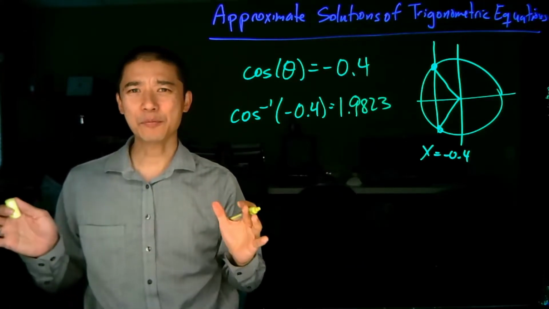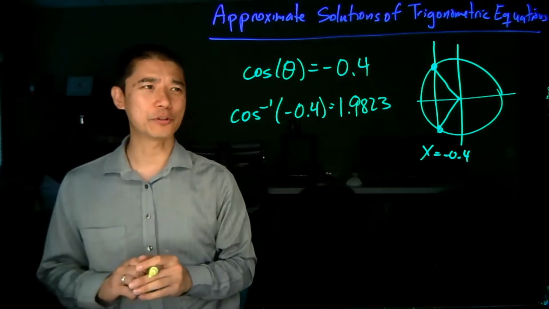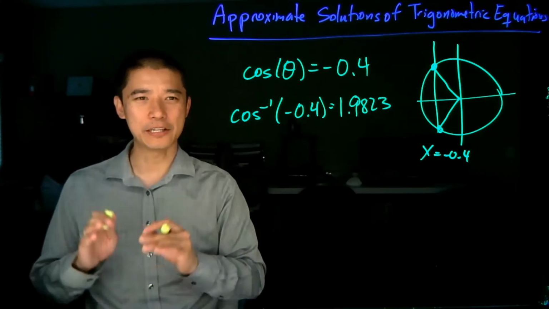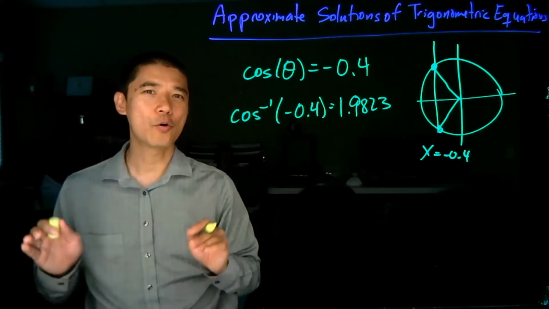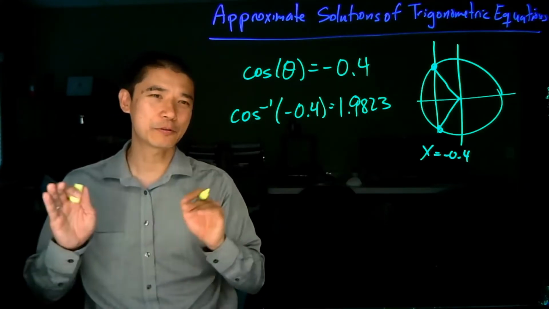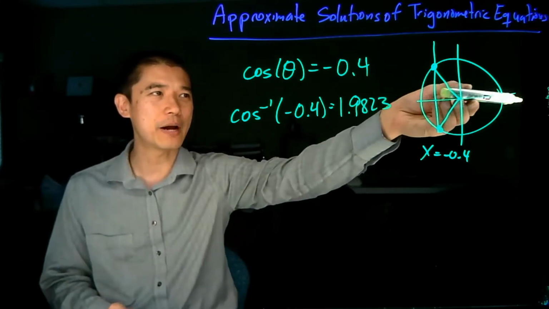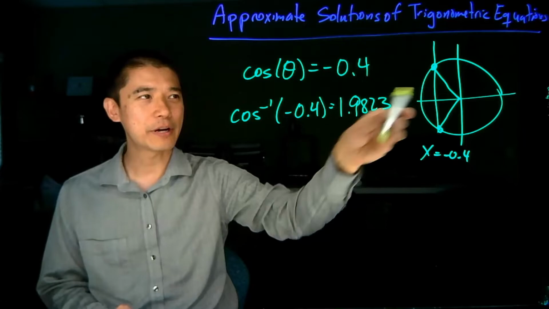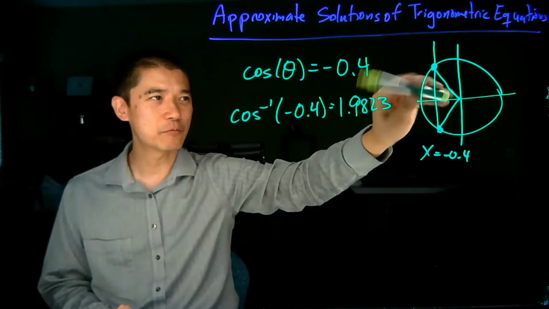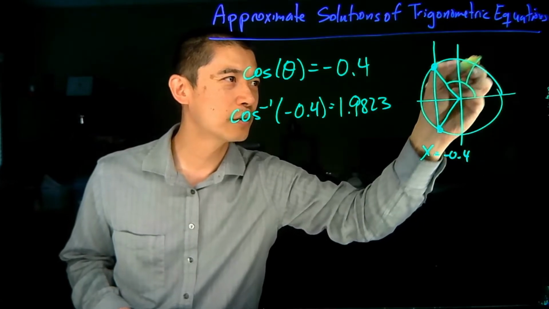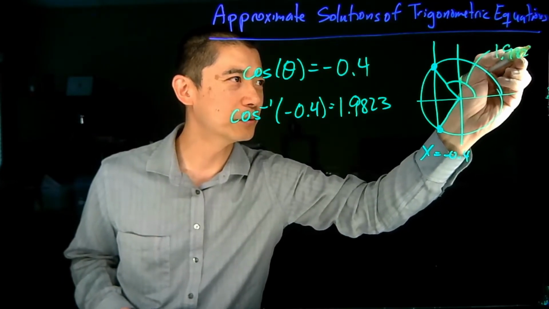1.9823. What does this number mean? How do we understand and interpret this number? Well, there are a couple ways of looking at it, and probably the clearest one is to think about the inverse cosine function itself. What was the range of the inverse cosine function? The inverse cosine function gave us a value from 0 to pi. This number right here, if it's going to be one of these angles from 0 to pi, that's a solution. It's got to be this one, 1.9823.